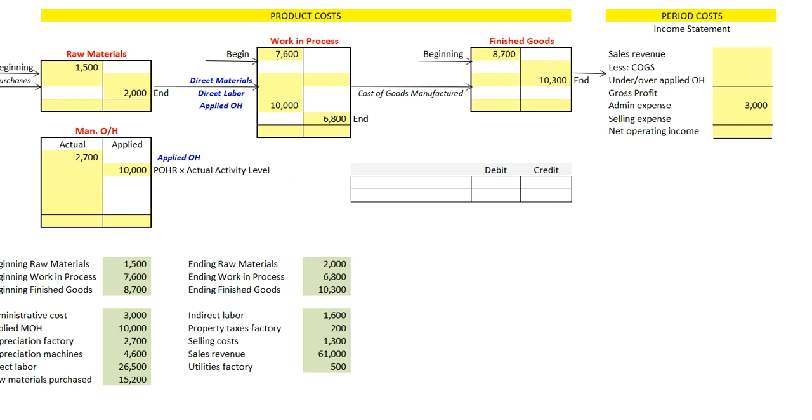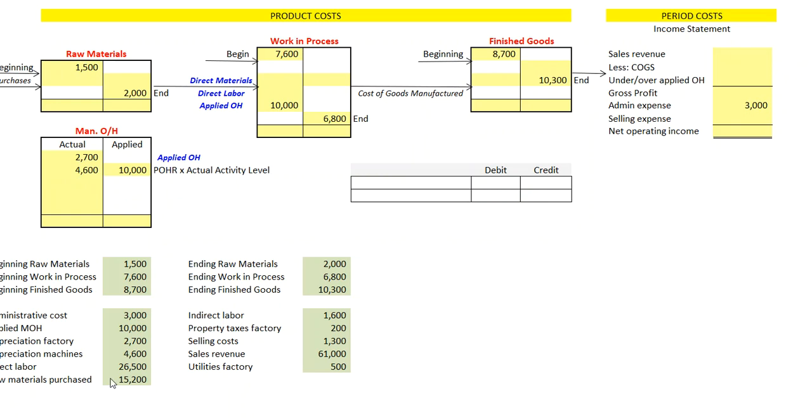Next, we're told we have $4,600 in depreciation on our machines. Of course, that will be a debit to manufacturing overhead and a credit to accumulated depreciation. And in terms of our T account for manufacturing overhead, the debit would have increased it. Again, we record actual manufacturing overhead on the left and our applied manufacturing overhead on the right, the credit side.